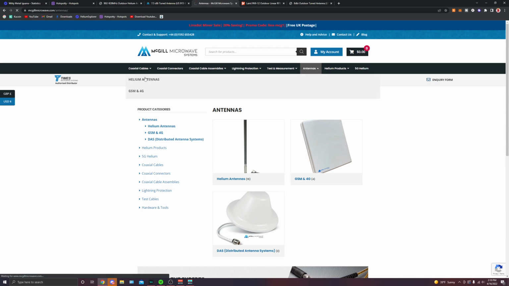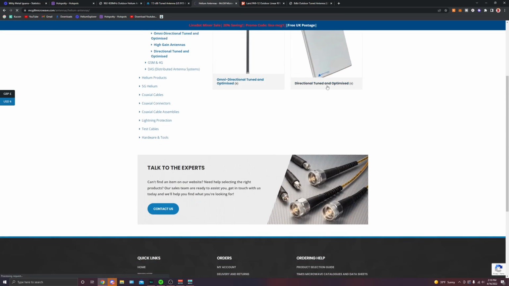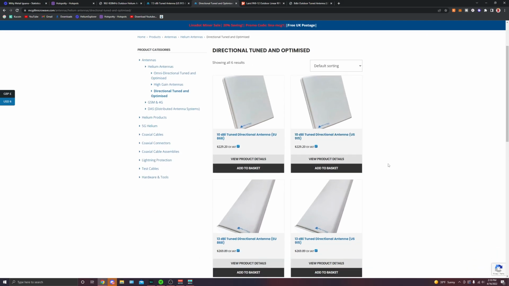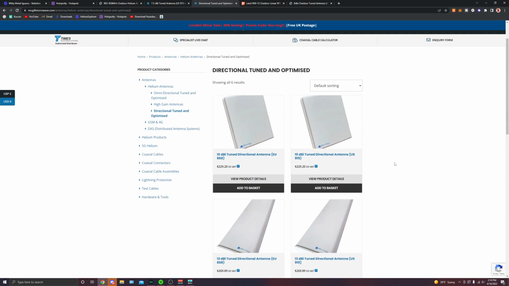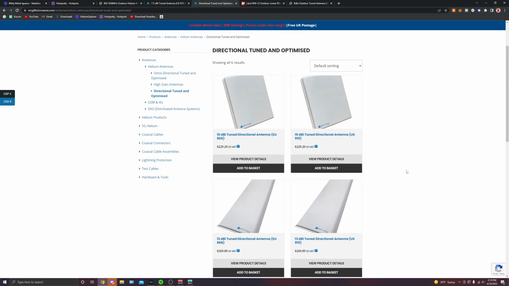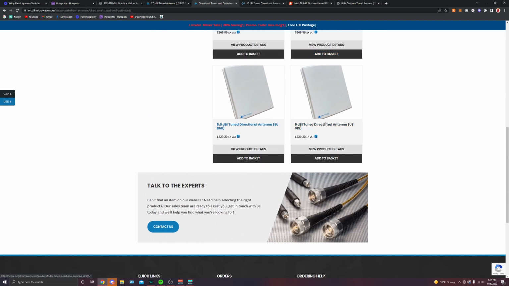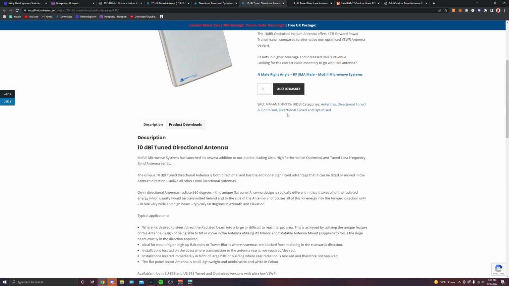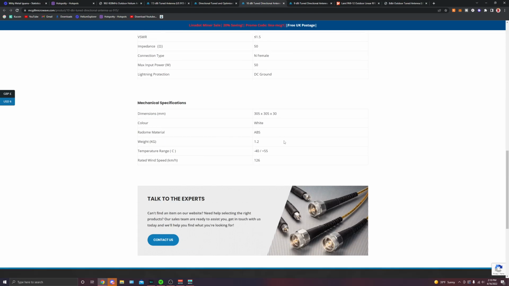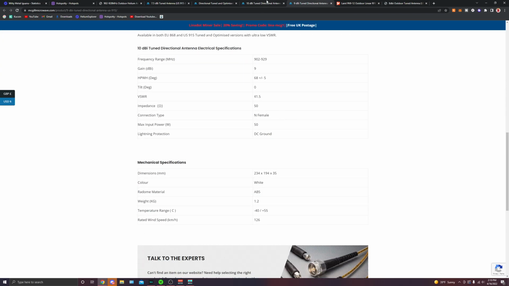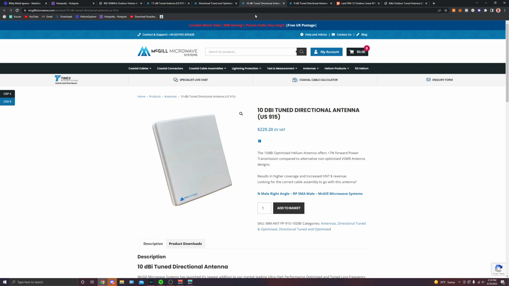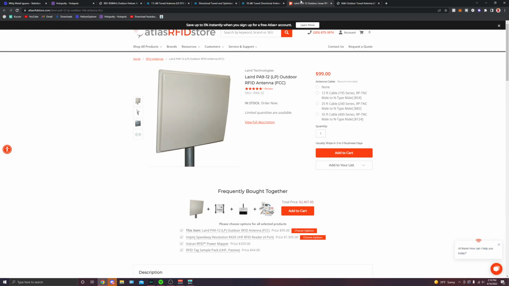Helium antennas, directional, tuned and optimized, 10 dBi and 9 dBi. So they're the same price. I honestly don't know what the difference is. Is it just 1 dBi difference? Does that change anything? Are these specs the same? The specs are literally the same, but the 10 dBi is a little bigger. They're the same price. I don't know why you wouldn't just buy the 10 dBi. I don't see the need for that.